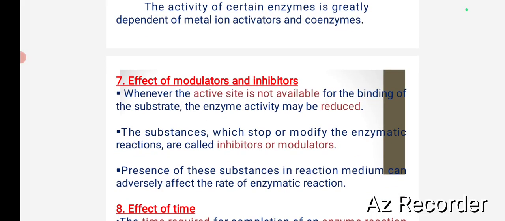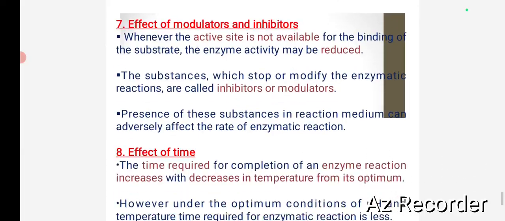When the active site is not available for binding of substrate, the enzyme activity may be reduced. The substances which stop or modify the enzymatic reaction are called inhibitors or modulators. Presence of these substances in the reaction medium can adversely affect the rate of enzymatic reaction.